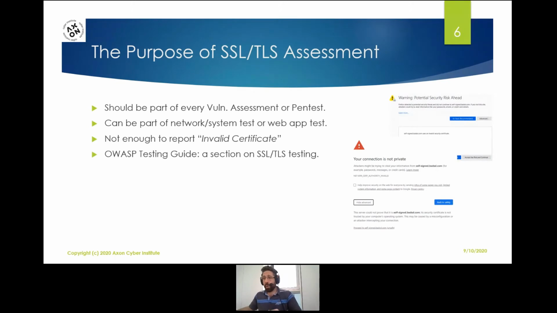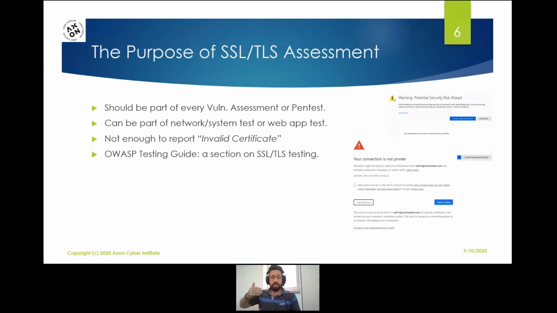And as I said, the OWASP testing guide for the web application has a dedicated section for SSL and TLS. And we're gonna look into that at the end. So when you are doing your assessment, it's not enough to report to your client that, hey, you have an invalid certificate, a self-signed certificate with this type of warning. You need to fix your certificate, and that's it.